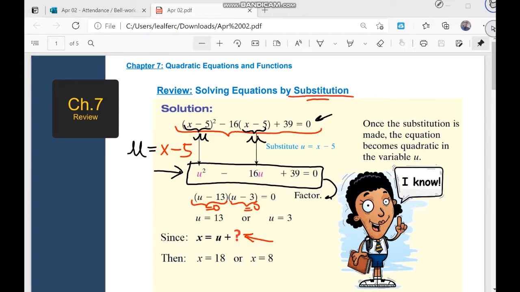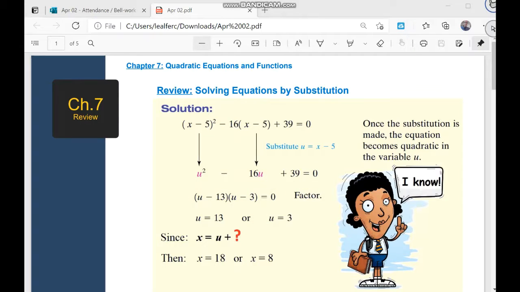Since x equals u plus a number, then you're going to be able to find x from the value of u. If u equals 13, x equals 18, or if you have u equals 3, you will have x equals 8. Can you find the number that's missing? Can you help me?